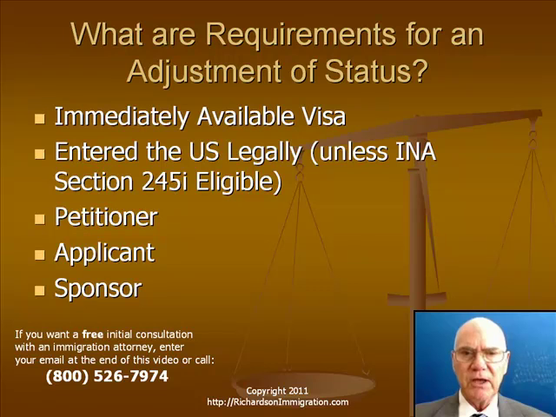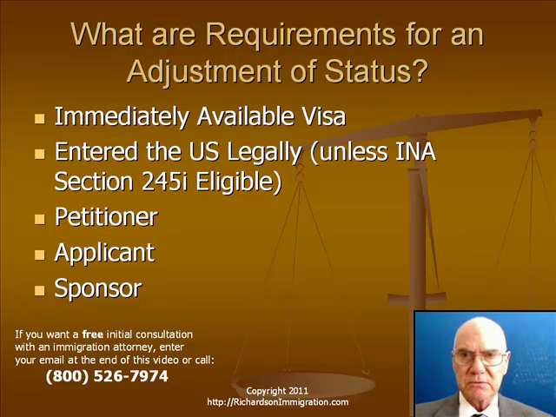So what are the requirements for an adjustment of status? Well, you have to have an immediately available visa. If you are married to an American citizen, this constitutes an immediately available visa. You must also have entered the United States legally, unless you qualify for a special provision of the law called 245(i), which would be the subject of some further materials on my website, but I'm not going into it now.